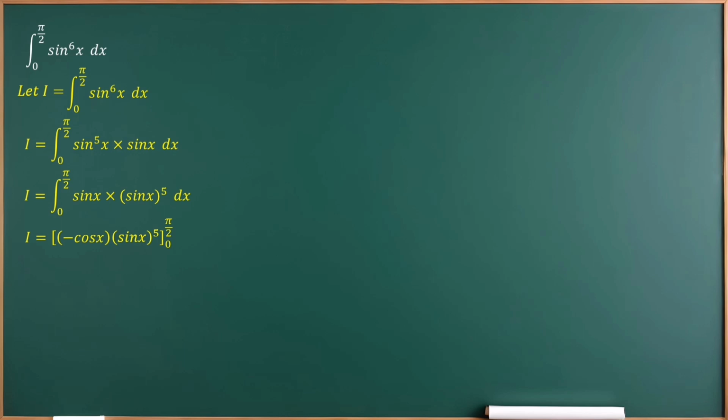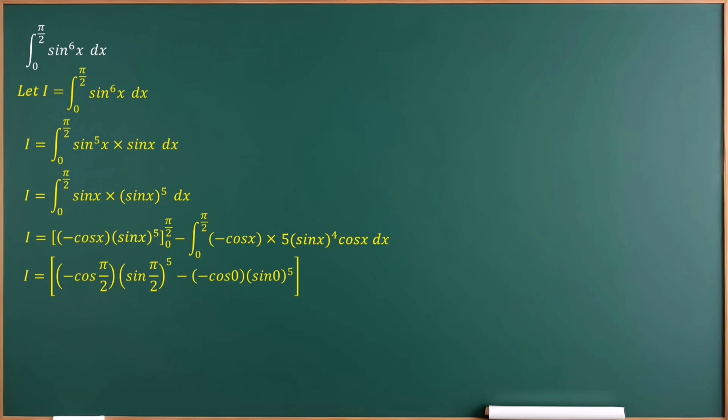Minus integral minus cos x times now the differentiation of the sin x to the power of 5. Sin x to the power of 5 differentiation we can write as 5 times sin x to the power of 4 times cos x. Then we can substitute upper limit and lower limit for minus cos x times sin x to the power of 5. First one upper limit pi over 2 minus second one lower limit 0.